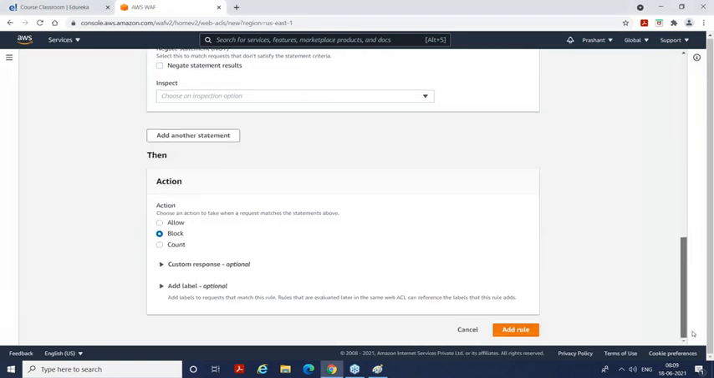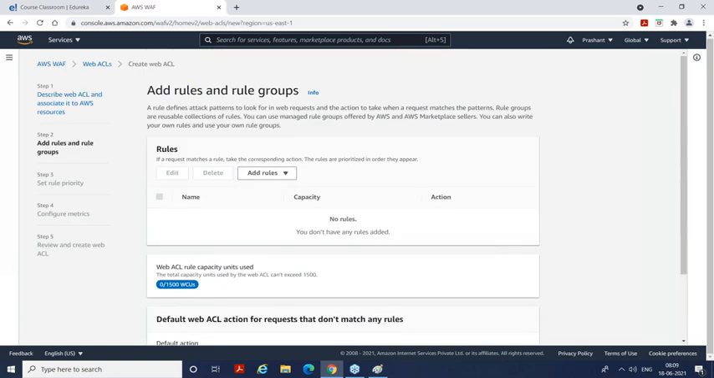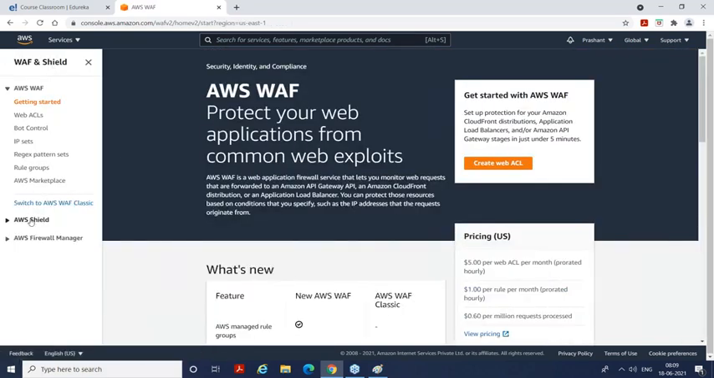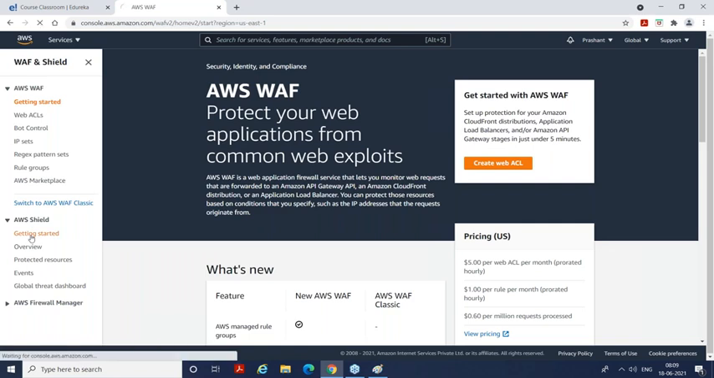So that's about your WAF. I hope everyone is pretty clear about it. So now moving on to the next part of the discussion, which is your AWS Shield. AWS Shield is a service from AWS to protect your infrastructure from DDoS kind of attacks.